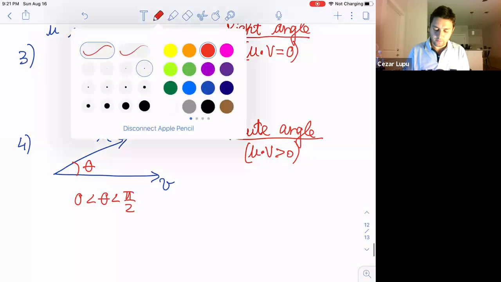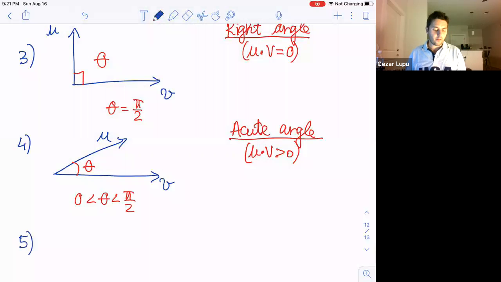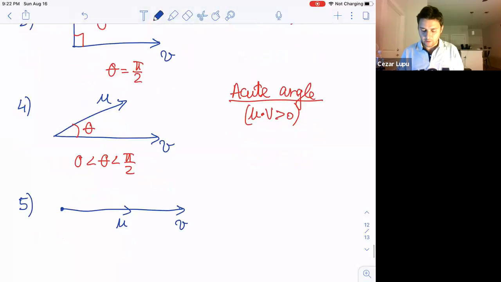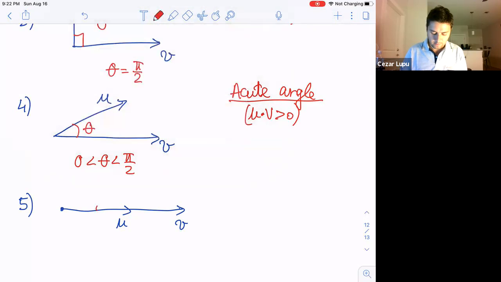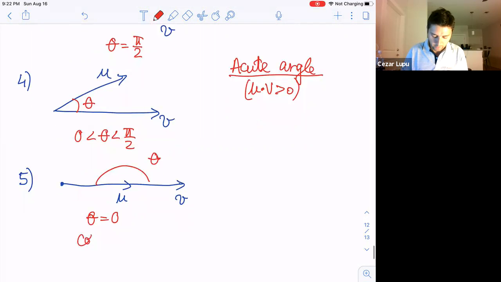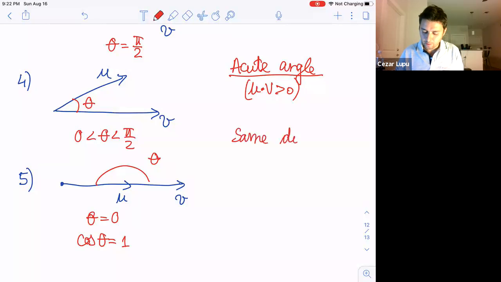Now the last situation, the fifth one, is the following. When we have the same directions. So we have the vector u here, and this is v. So they're in the same direction. So theta in this case is 0, and cosine of theta is 1. This is the same direction.